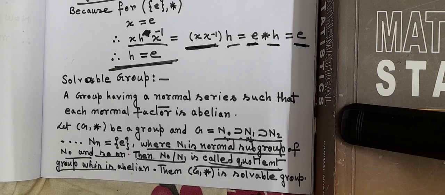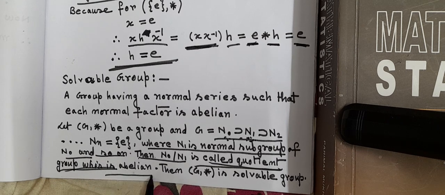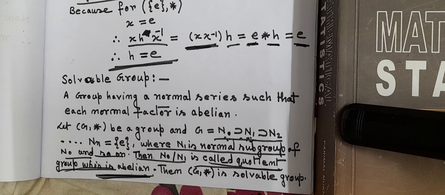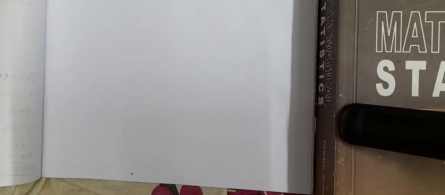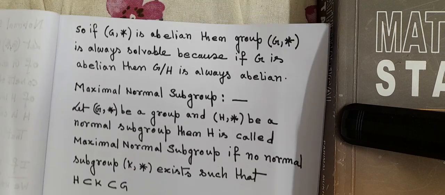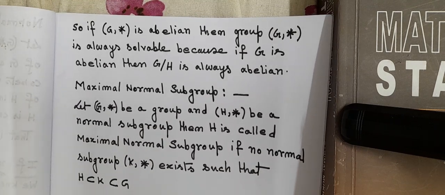This is also a very important definition, what is a quotient group. Quotient groups are always abelian. This is the property of quotient groups. If that happens, then G* is a solvable group. So if G* is abelian, then the group G* is always solvable.